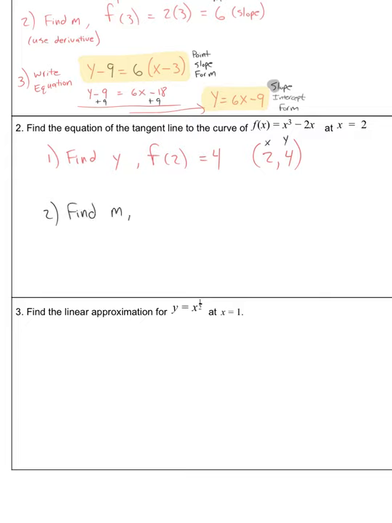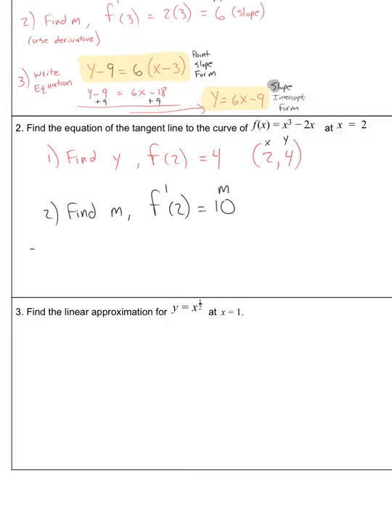The second step, I find m. So I plug it into the derivative, f prime of 2. I plug my given x value 2 into the derivative. Ready? By all means, use your calculator table. My derivative is 3x squared minus 2. If I plug 2 into that, my slope is 10. All right, so that is my m.